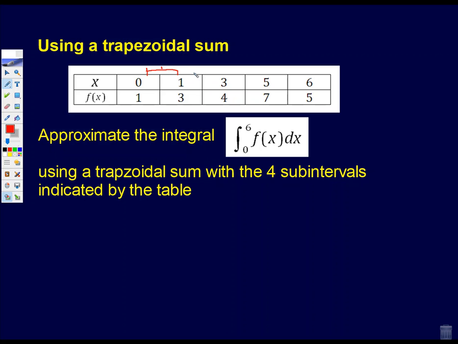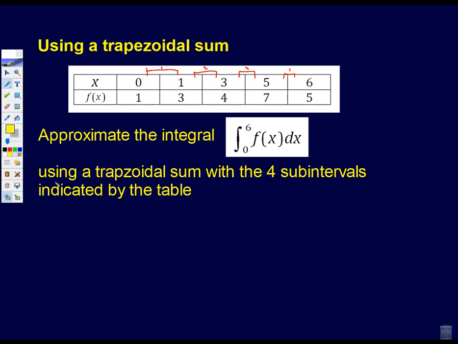I'm just going to make a little note up here. As I go 0 to 1, the width would be 1. From 1 to 3, it would be 2. From 3 to 5, it would also be 2. And from the last one, it would be 1. It's important to know that not all the widths have to be the same, and I intentionally made this one not the same.